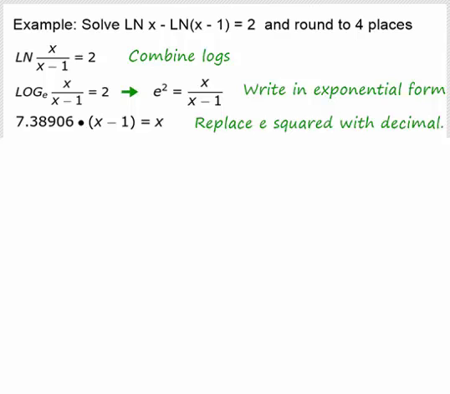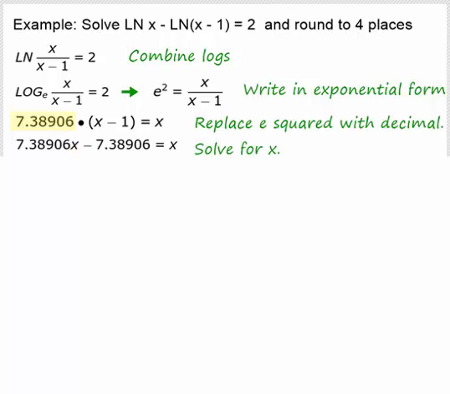Now if you don't like that e squared term, you can replace it with a decimal equivalent. And what I've done is replaced e squared with 7.38906. I included 5 places on that approximation since we want an answer to 4 places. And we'll see how this works out when we're all done. So I've replaced e squared with a decimal, and then you multiply both sides by x minus 1 to clear the fraction. So you get 7.38906 times x minus 1 equals x.